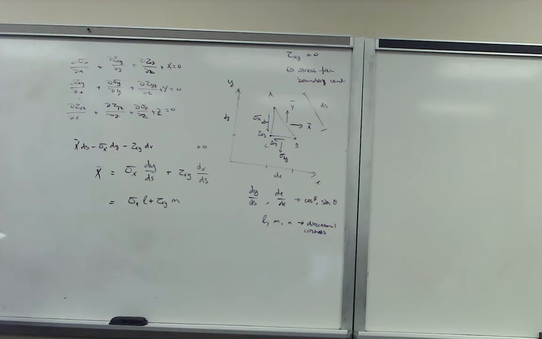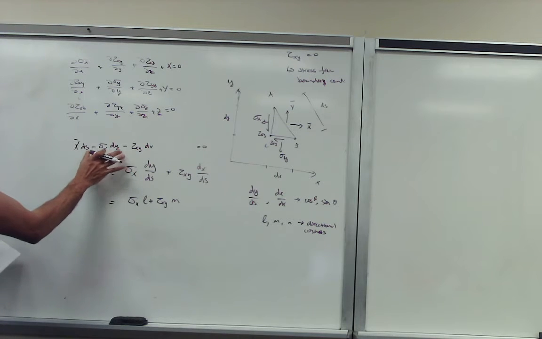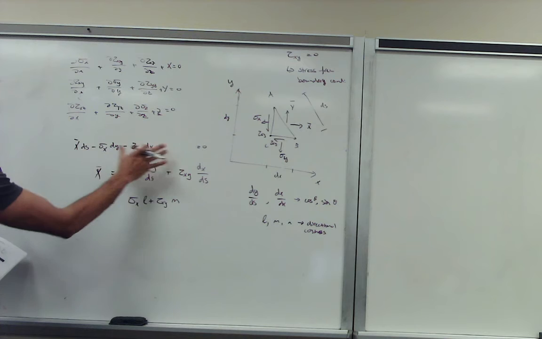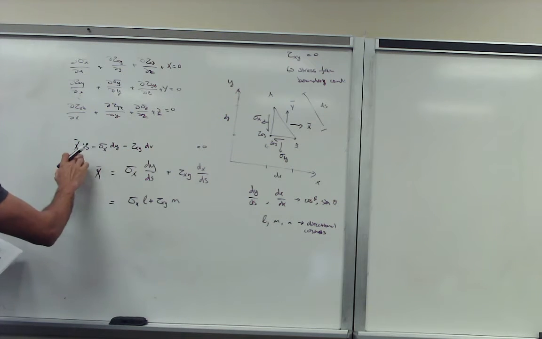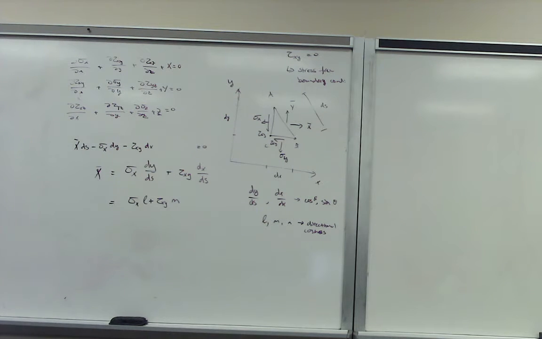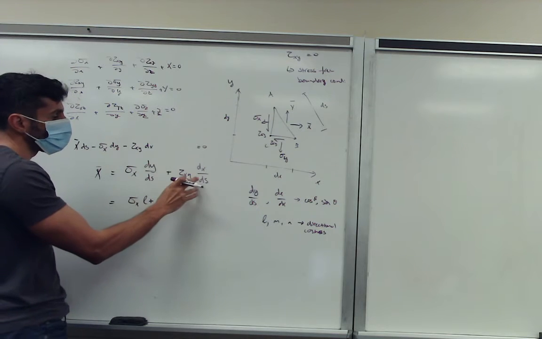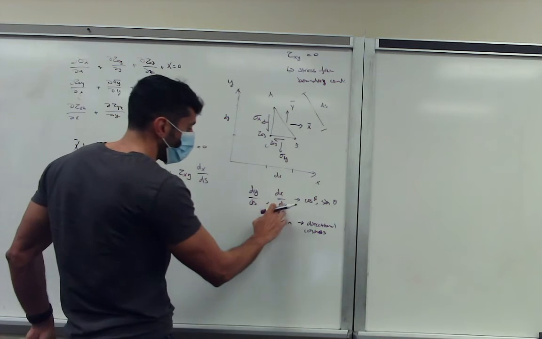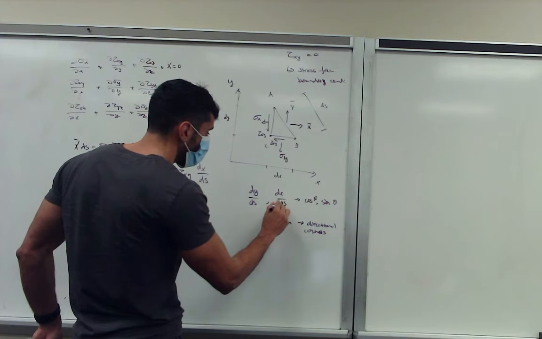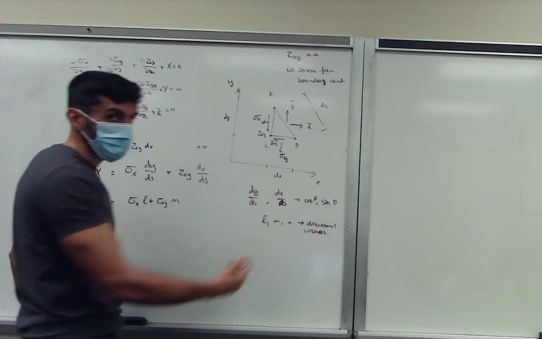Yeah, so what we do is just take this equation, take sigma x and tau xy to the right-hand side, and then divide by ds. No, the directional cosines, the equation that is above it. Yeah, so basically what we say is that dy over ds and dx over ds can be written as a cosine or sine, yeah.